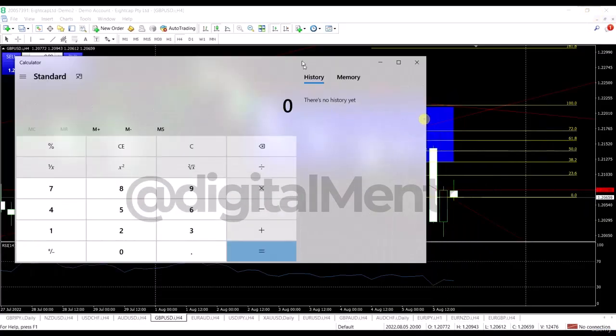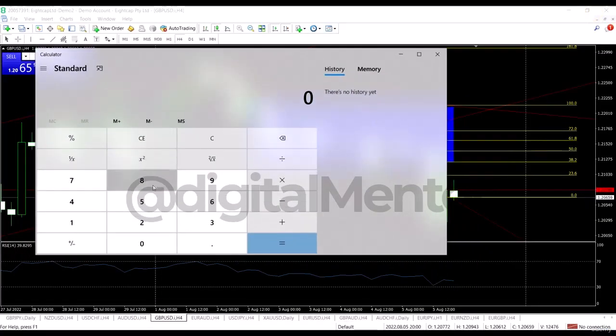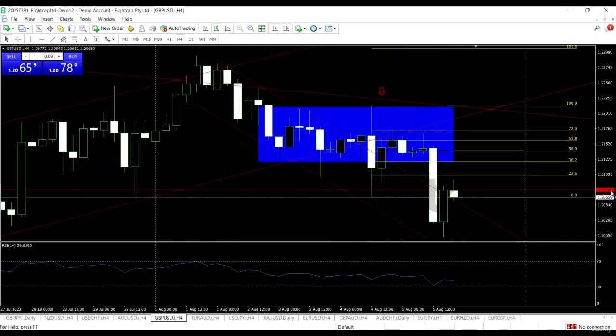Okay, let's use our calculator to do this simple calculation. Let's say 780 minus 659. So you can see we have a 12 pip difference. Remember, we spoke about pips in our subsequent lectures. So we have a 12 pip difference in price between the ask price and the bid price at this moment.